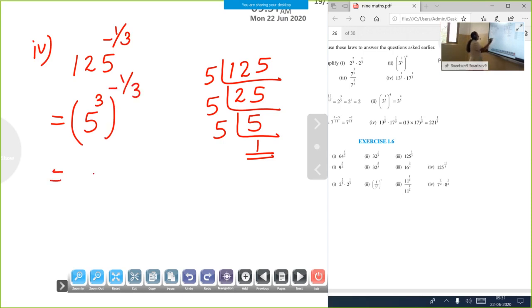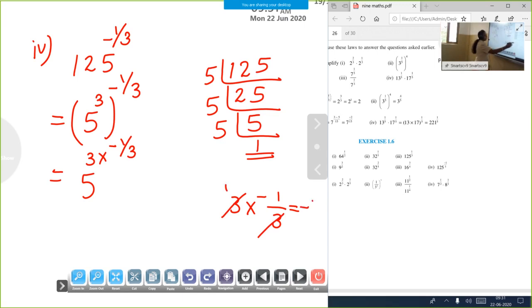Again, next step, 5 raised to 3 into minus 1 by 3. What is 3 into minus 1 by 3? These two 3's will cancel. The number is 1. 1 into minus 1 is equal to what? Minus 1. So here we can write 5 raised to minus 1.